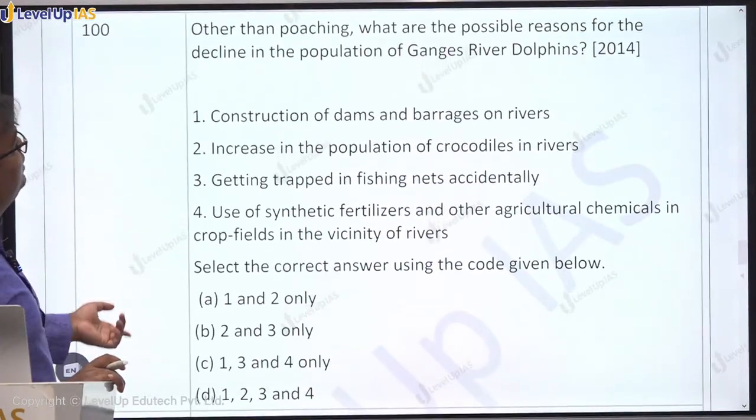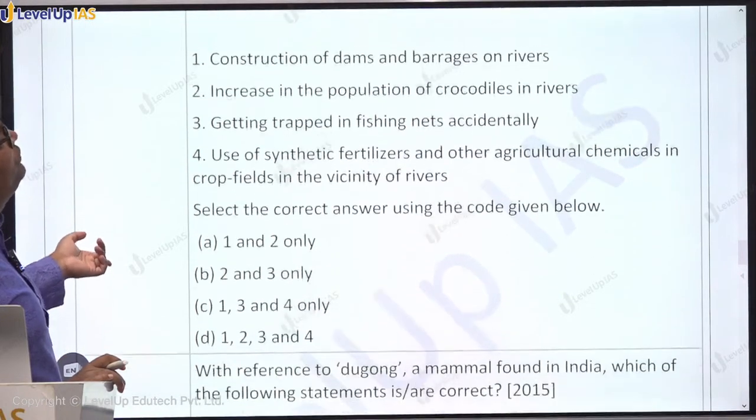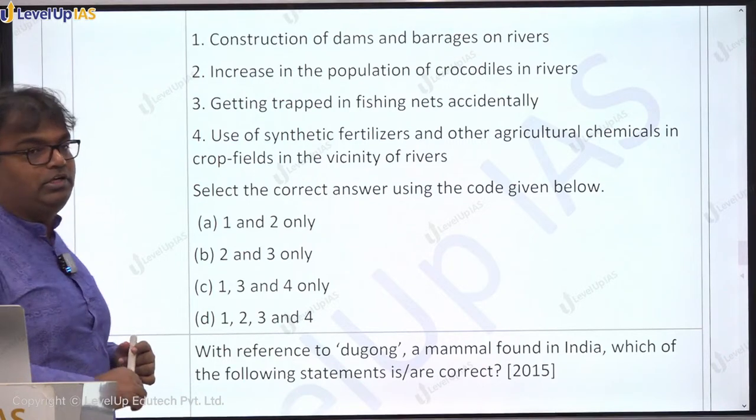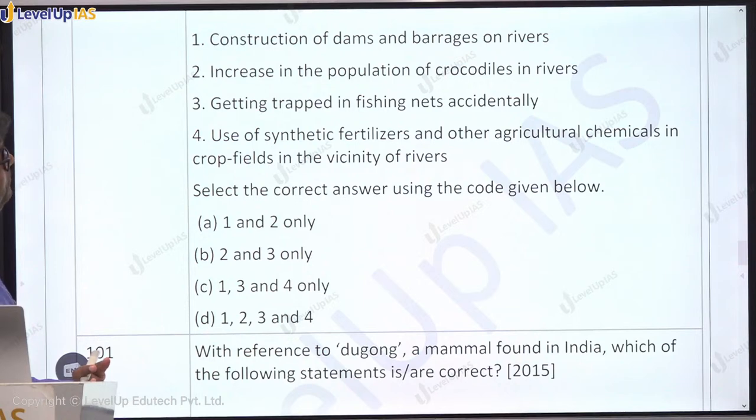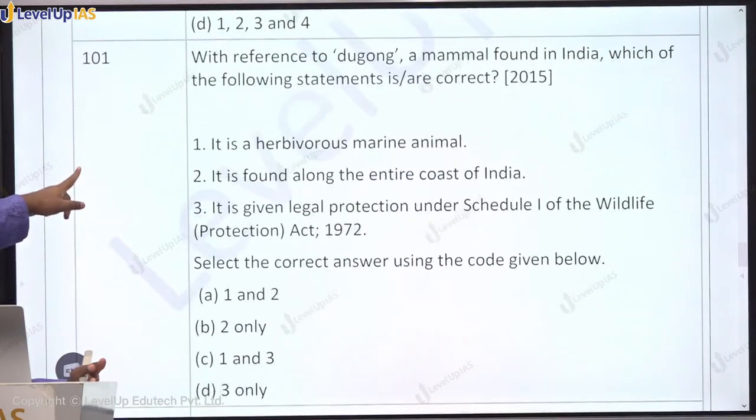99 is done. 100. Other than poaching, what are the possible reasons for the decline in population of the Ganges River dolphin? See, the population of crocodiles in rivers is not improving. Gharials are critically endangered. So that's not the reason. Two is not the reason. If you remove two, it becomes 134. When this dolphin is found in the Ganga river, if the water flow in the Ganga decreases because of barrages, and getting trapped in fishing nets can also be a problem. Synthetic fertilizers and other agricultural chemicals will pollute the river and make their life difficult. Right, so 100 is C. 101.